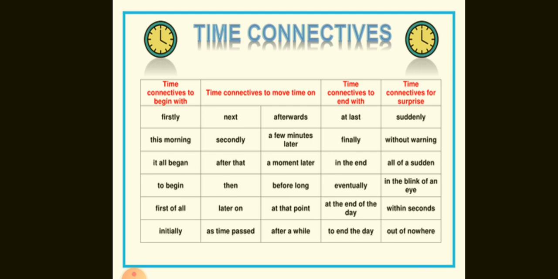And the last one is the time connectives for surprise. You are surprised to see something or to experience something. So how will you express it? Here are some phrases which you can use like, suddenly, without warning, all of a sudden, in the blink of an eye, within seconds, out of nowhere. So children, these are the phrases which you can use when you are writing a diary.